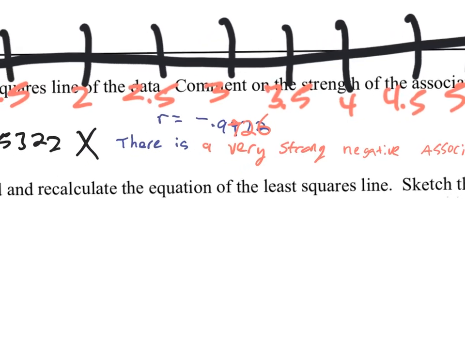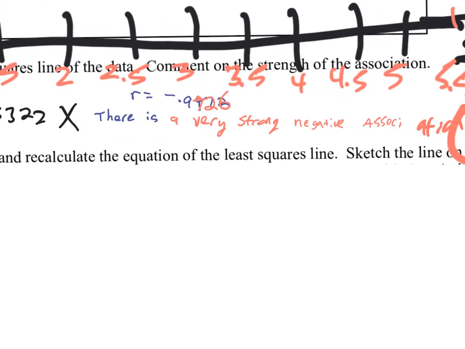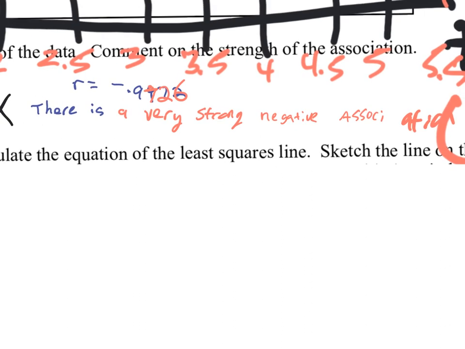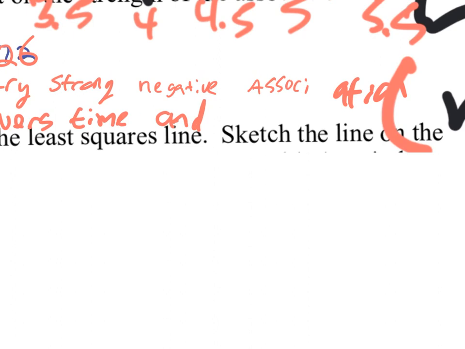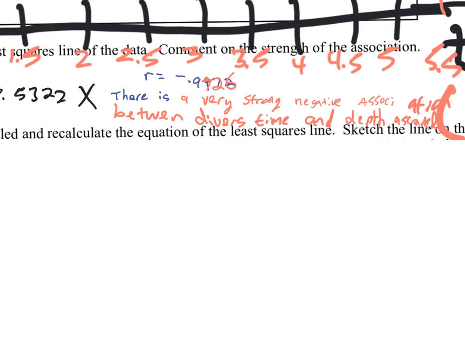Wait, can you zoom out real quick? Is this for number 2? Yeah, this was 2. It says comment on the strength of the association. There is a very strong negative association between the diver's time and the depth ascended. Because the diver was ascending, that Y value is how far they have ascended. So that's a good interpretation. Now you've got the strength and the direction: there is a very strong negative association between the diver's time and the depth that the diver ascended.